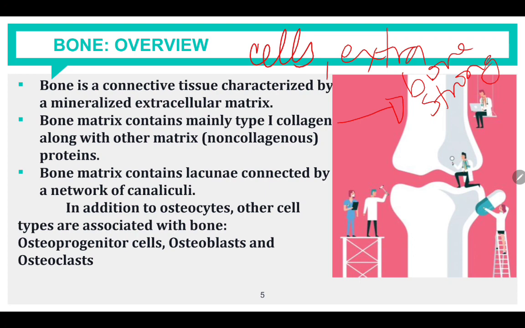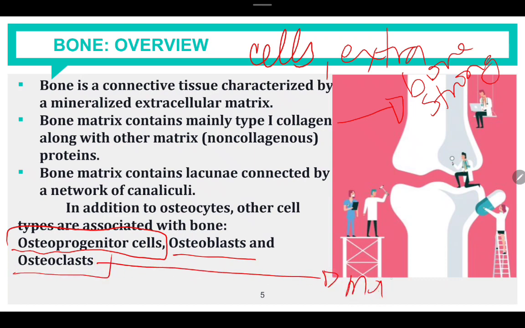In addition to osteocytes, other cell types are associated with the bone: the osteoprogenitor cells, osteoblasts, and osteoclasts. Once again, osteoclasts are macrophages. So where do they come from? From the bone marrow, from the hematopoietic stem cells. So they do not come from our osteoprogenitor cells. I hope that is clear.